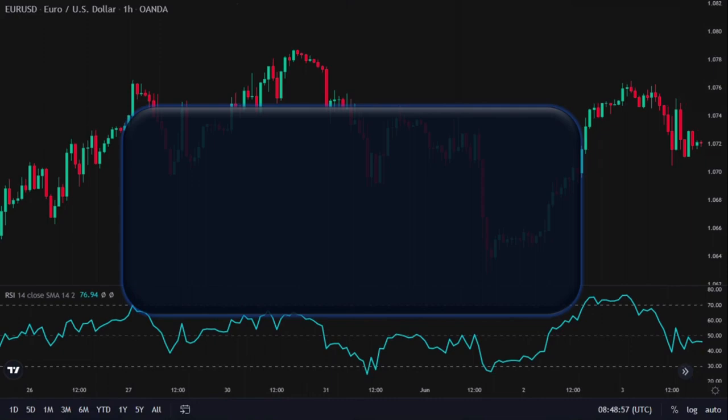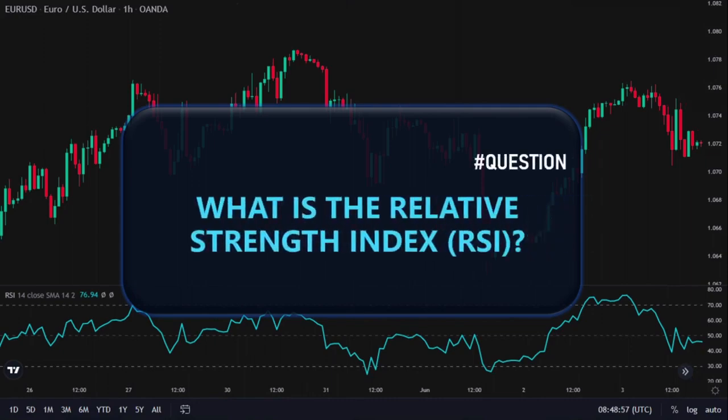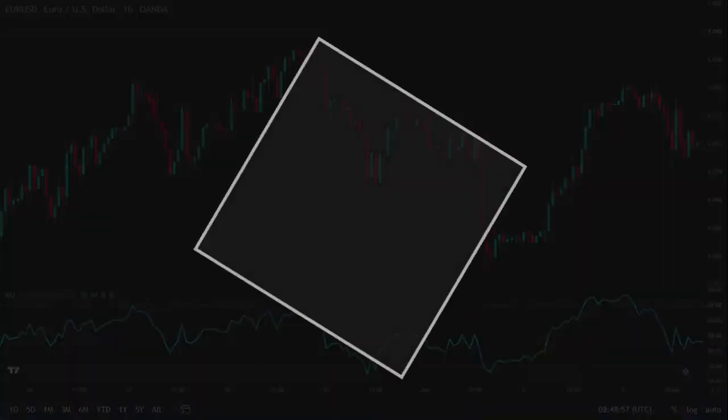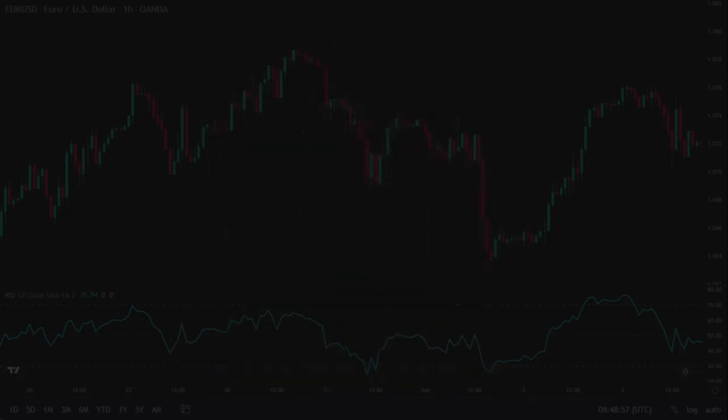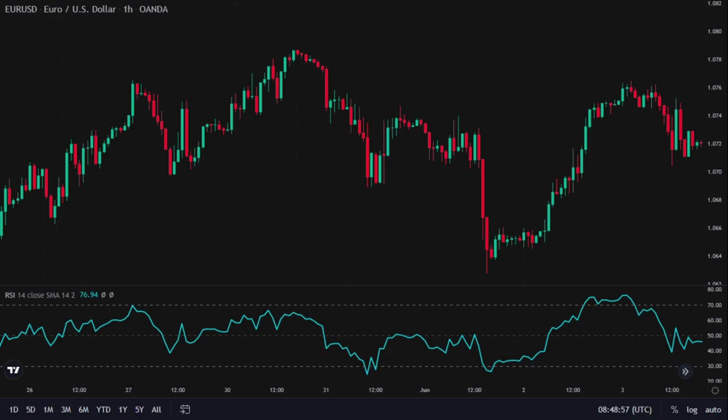So, starting with the basics. What is the relative strength index? RSI is a momentum indicator used in technical analysis, which measures the speed and magnitude of a pair's recent price changes to evaluate overvalued or undervalued conditions in the price of that pair. So, what are the RSI indicator's major features?